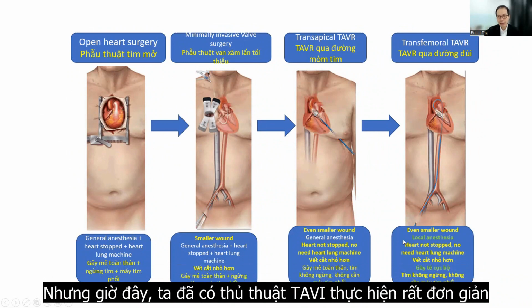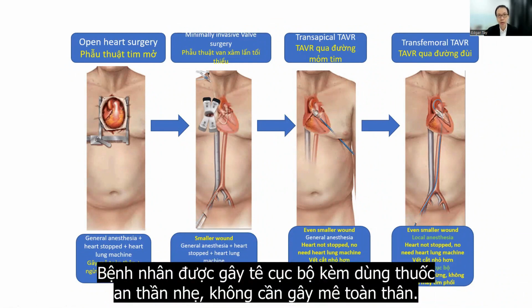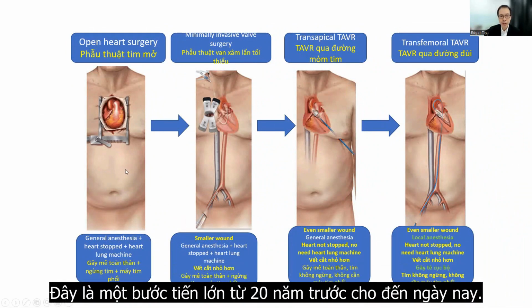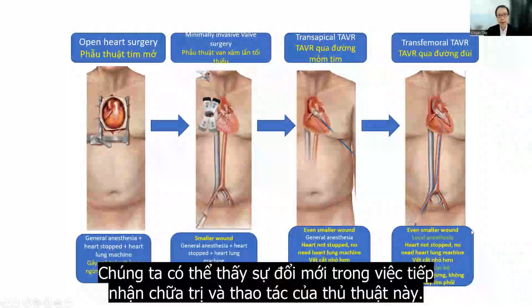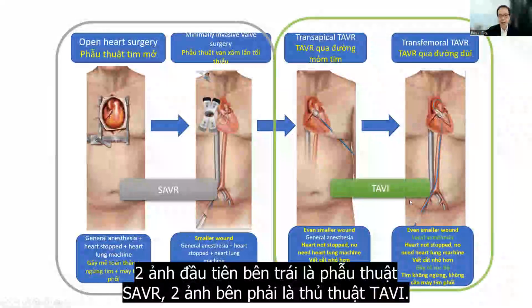But now with TAVI, it can be done very simply through the thigh artery by putting a tube in from the patient's groin without having to open up the chest. The patient is done under local anesthesia and perhaps some light sedation, and doesn't even need general anesthesia. So it's a big progress from 20 years ago to today. You can see a significant improvement in the accessibility and the ease of the operation. Again, the first two pictures reflect SAVR, and the two pictures on the right reflect TAVI.